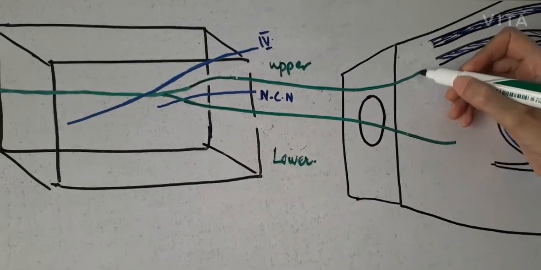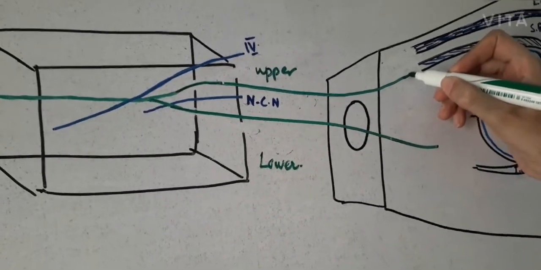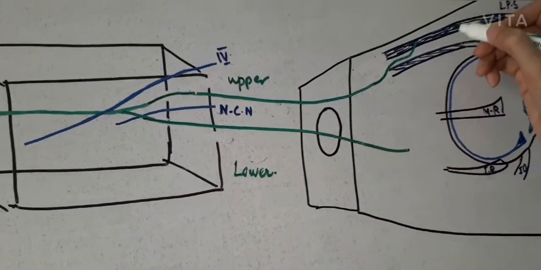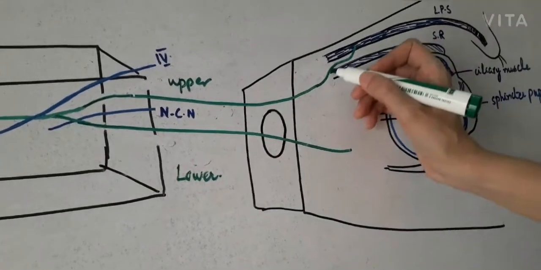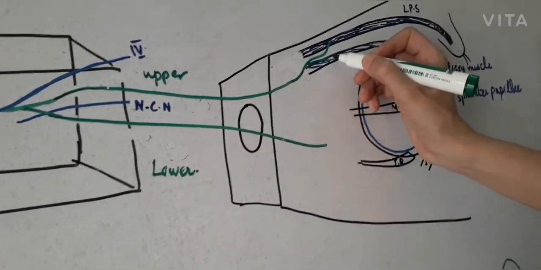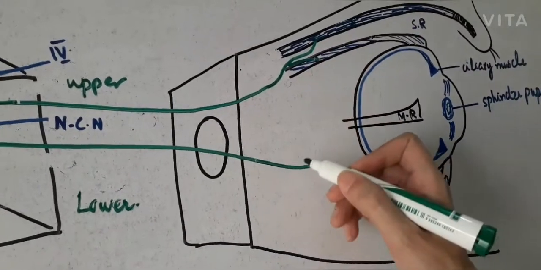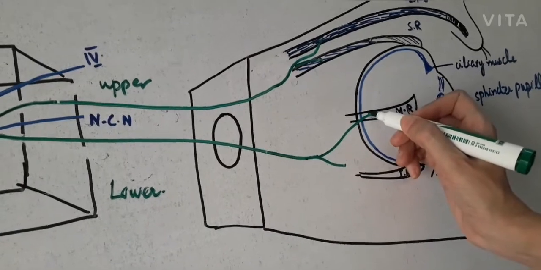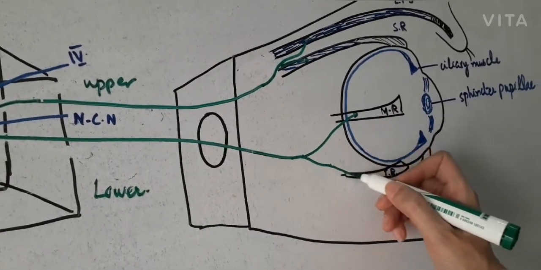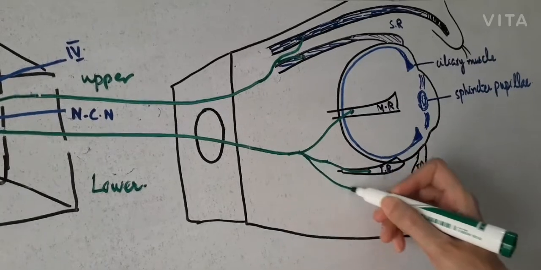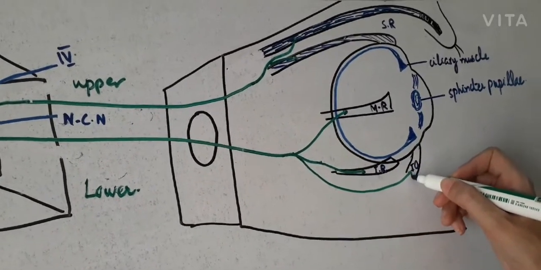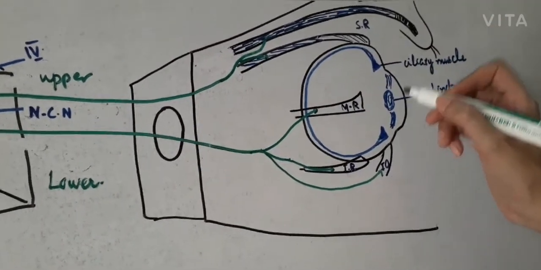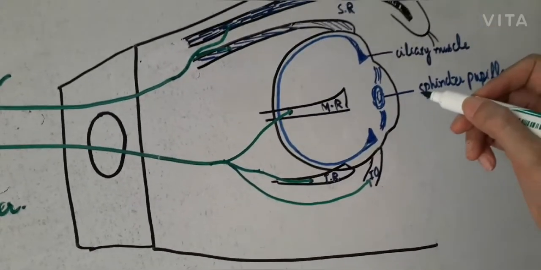In the bony orbit, the smaller upper division ascends upwards, and it supplies two muscles: the skeletal part of levator palpebrae superioris and the superior rectus muscle. The larger inferior division gives three branches: a branch to the medial rectus muscle, inferior rectus muscle and inferior oblique muscle. So the oculomotor nerve supplies all the extraocular muscles except the lateral rectus and superior oblique muscles.